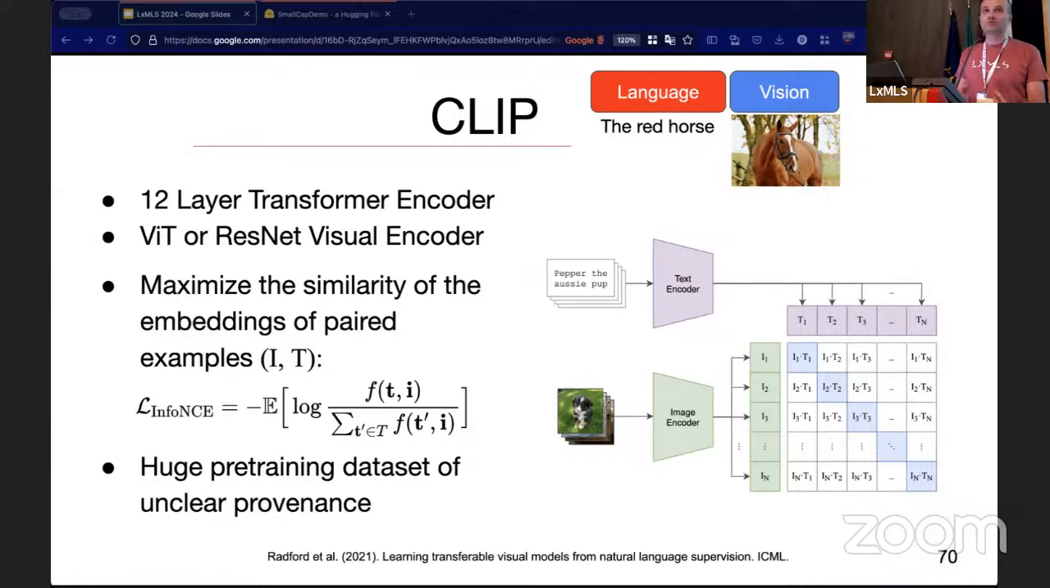And there was a huge pre-training dataset of, I think, about 400 million examples. It was very difficult to understand in the paper at the time, and even now, exactly how OpenAI collected this dataset. But we do have attempts to recreate things like this, like OpenCLIP, using more clearly provenanced web-scale data.